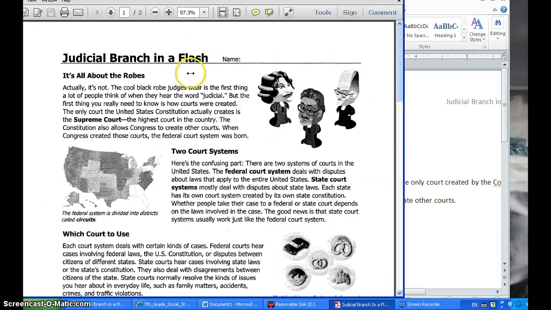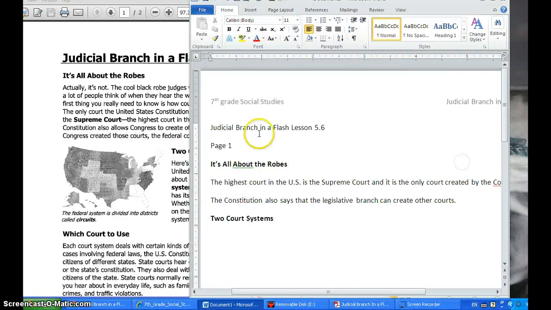So the first thing that you need to do when taking good notes is write down the title of the reading. What I did is I already started, so I wrote down Judicial Branch in a Flash, and I wrote down the lesson number. That way, whenever you're looking at your notes, you know what lesson to go to. And this is most useful when you are taking notes from a PDF or a file, and not necessarily from a textbook. So I wrote that down.